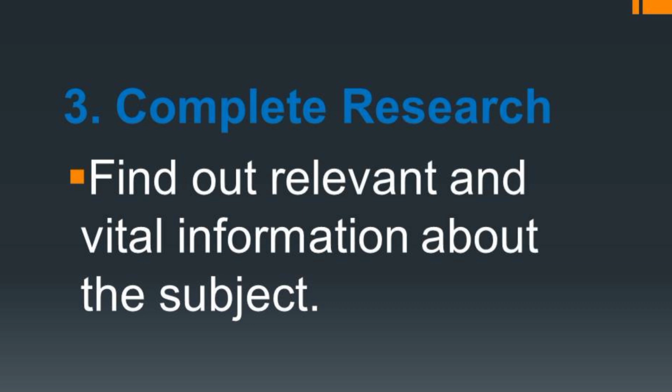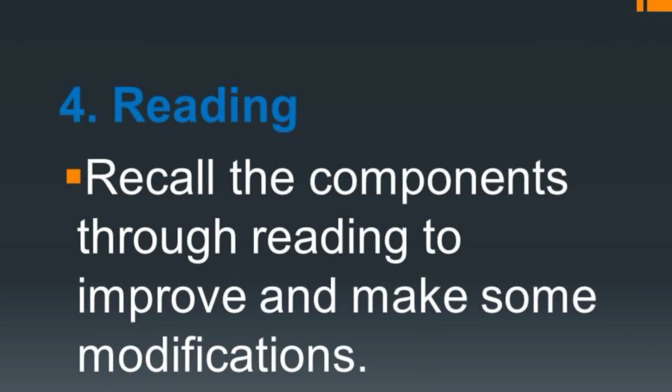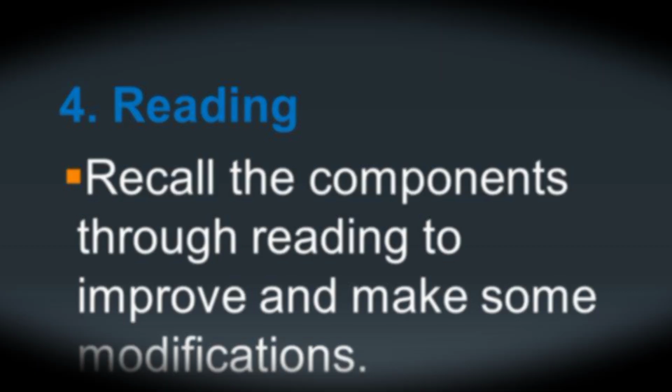Third R is complete research. The author needs to find out relevant and vital information about the subject. He needs to finish investigation and weighing information that will be included in the story. Fourth R is reading. Reading while conducting research is not enough. The writer must recall the components through reading to improve and make some modifications.